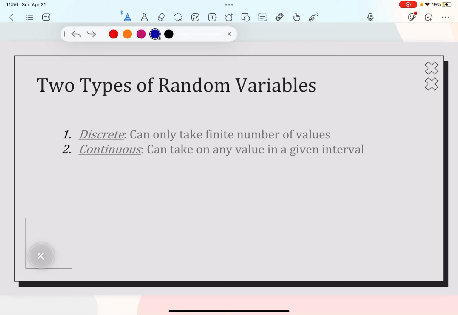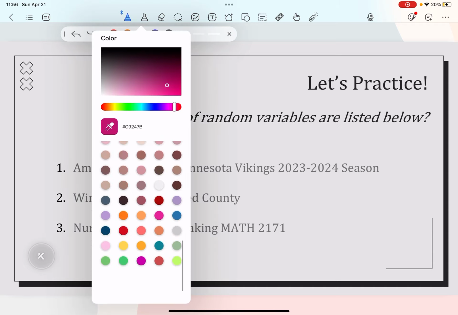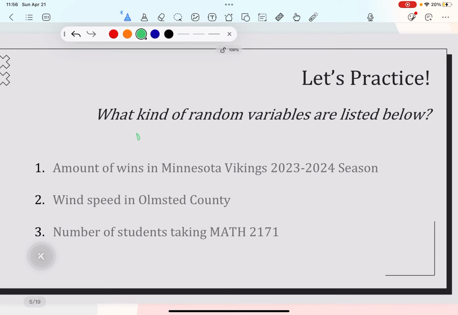And for random variables, we know that there are two types. We know that there are discrete and continuous. So discrete can only take a finite number of values, which I'll further explain. And then continuous can take on any value in a given interval. So let's see, I think I have some examples which we are going to be labeling. So from this info, are they going to be discrete or continuous? It's kind of a review of things probably discussed in Calculus 1.